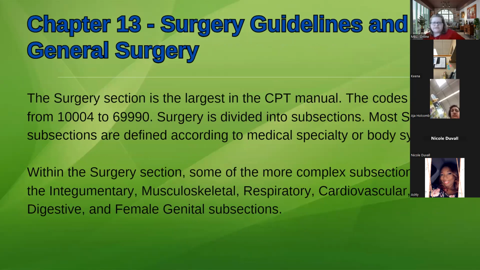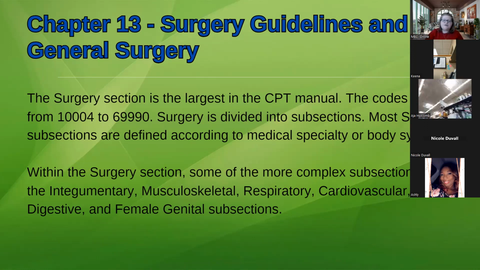All right, so chapter 13, surgery guidelines and general surgery. All right, so this is the chapter that y'all are going into, and it's one of the biggest. Okay, the surgery section is the largest in the CPT manual. The codes range from 10004 to 69990. So that's like half the book, right? That's like a large portion. If our codes are only going from 0 to 99999, you're covering everything from 1 to almost 69990. That's a pretty big section of the book.